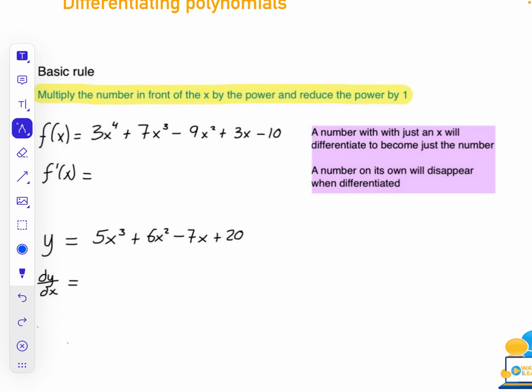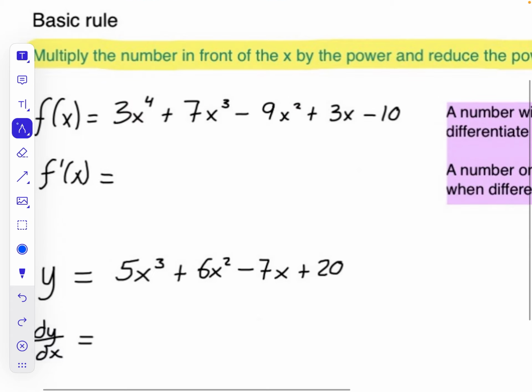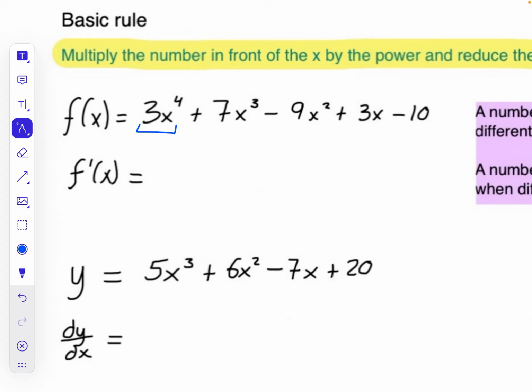Okay, now that rule I've highlighted in yellow is kind of the key rule for this section. So we're going to multiply the number in front of the x by the power and then reduce the power by 1. Okay, so that's our basic rule for differentiating. Probably the one we're going to see the most often. So multiply the number in front of the x.